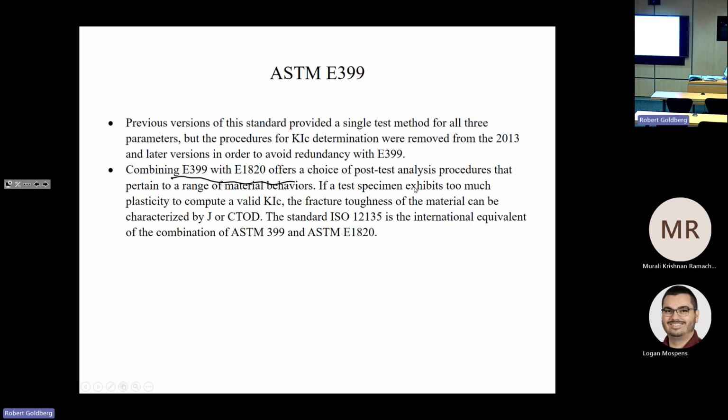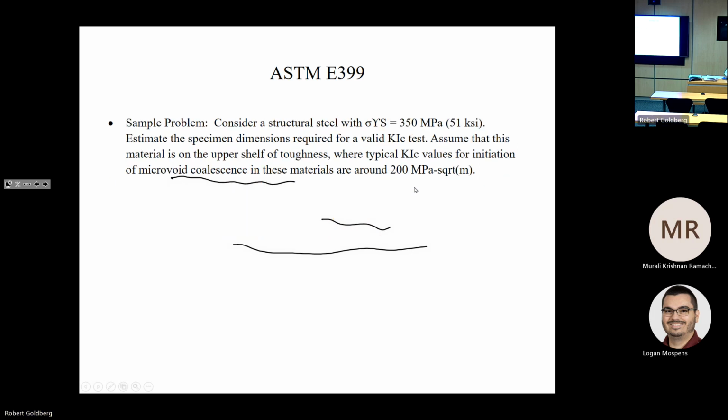And if your test specimen has too much plasticity to compute a valid K1C, you can use J or CTOD to characterize things. And there's an ISO standard, which does combine the two ASTM standards to be a one-stop shop to be able to realistically compute whatever parameter is needed to cover the state of your material.